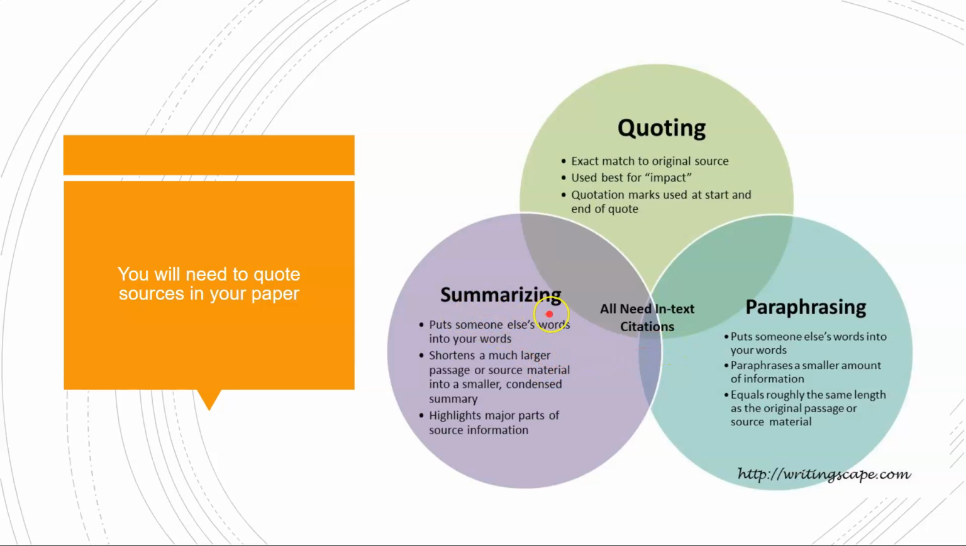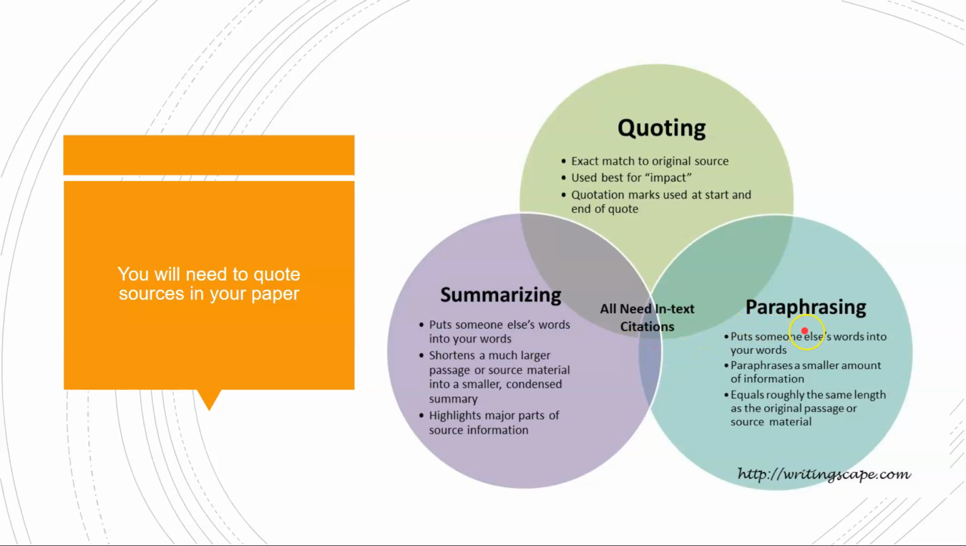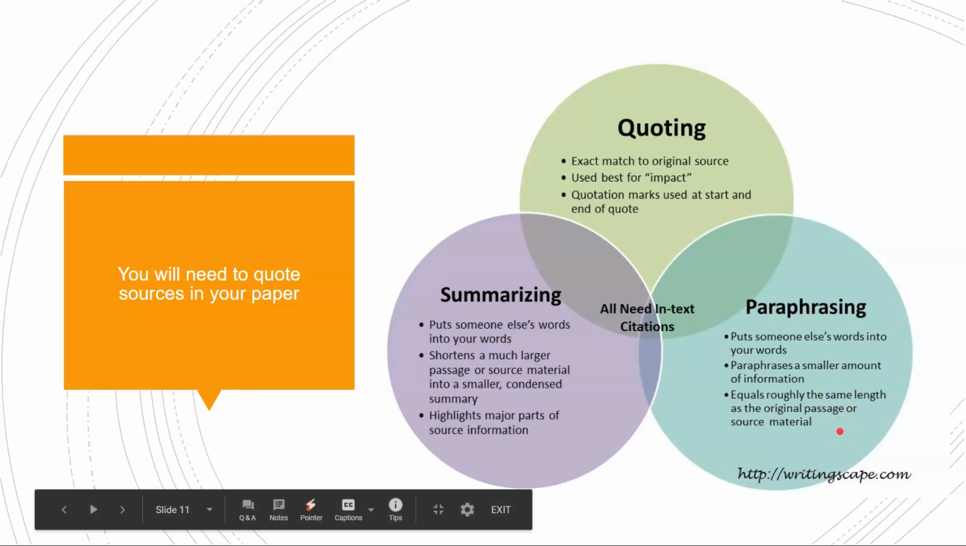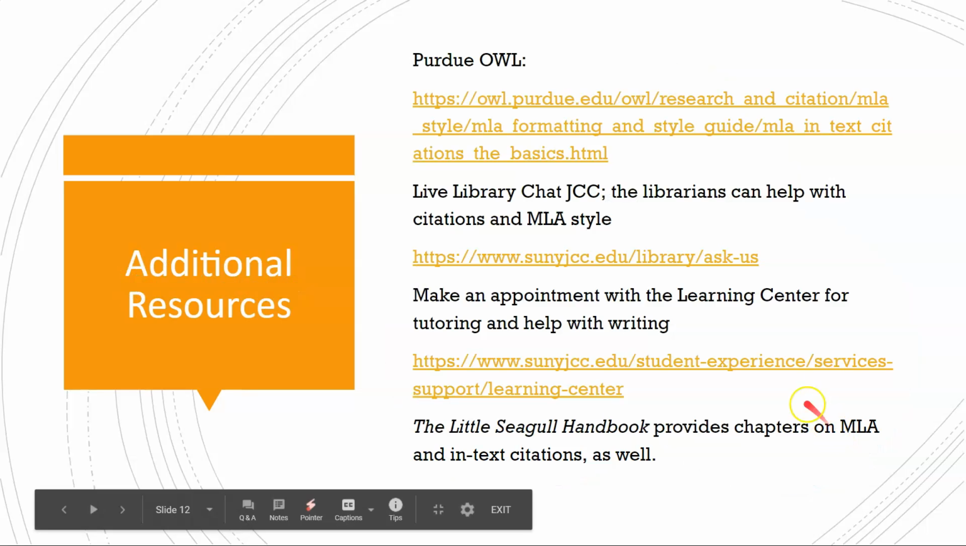So let's say that you want to summarize briefly from a source. You can do that by putting someone else's words in your own words, or shortening a much larger passage or source material into a smaller condensed summary, or highlighting parts of major source information. That still requires in-text citations. Now, paraphrasing is a little bit different in terms of putting someone else into your own words. Usually paraphrasing uses a much smaller amount of information, or it could equal roughly the same length as the original passage or source material.